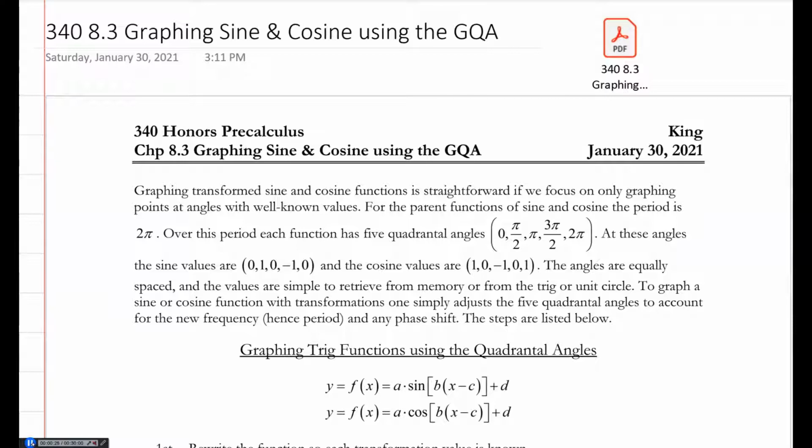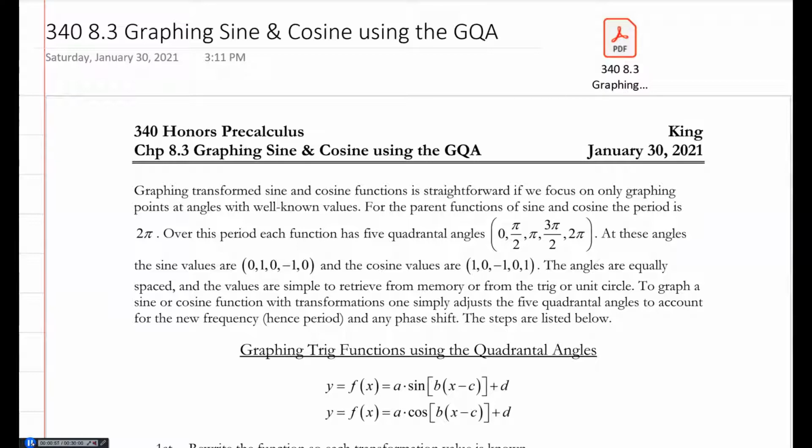Over this period, each function has 5 quadrantal angles: 0, pi over 2, pi, 3 pi over 2, and 2 pi. At these angles, the sine values are 0, 1, 0, -1, 0. And the cosine values are 1, 0, -1, 0, and 1. The angles are equally spaced, and the values are simple to retrieve from memory or from the trig or unit circle.